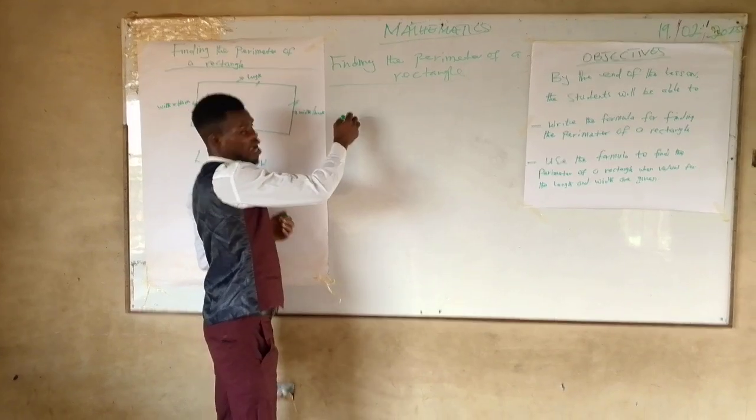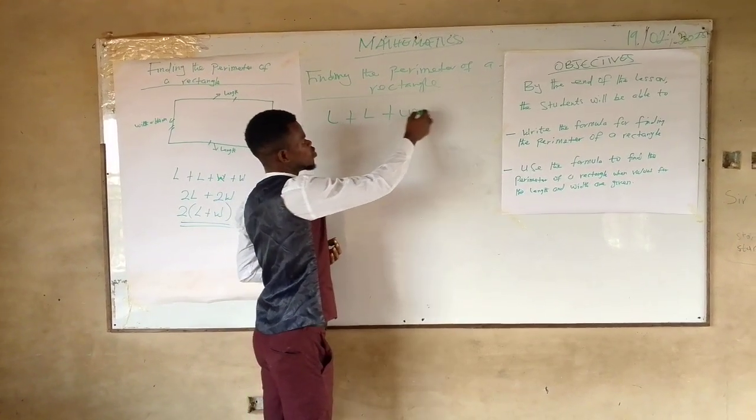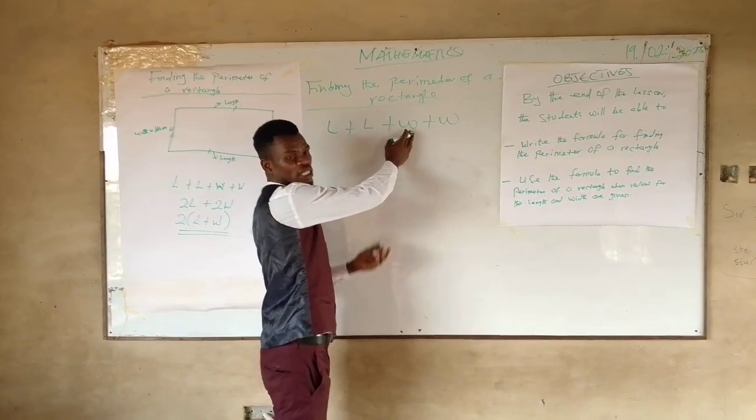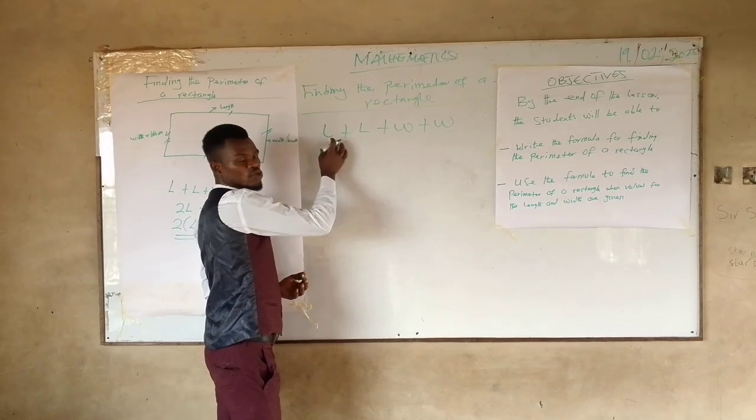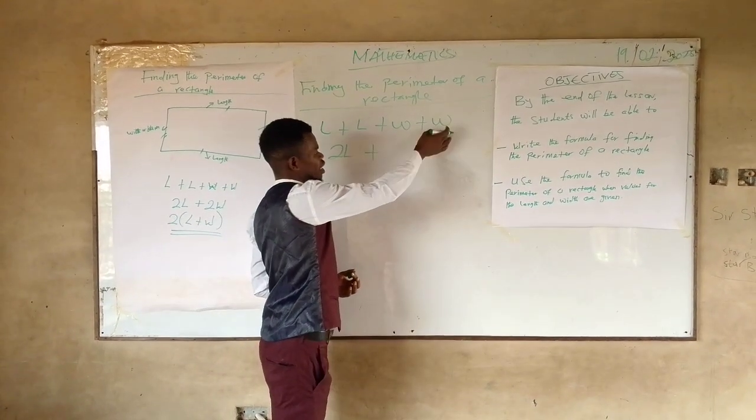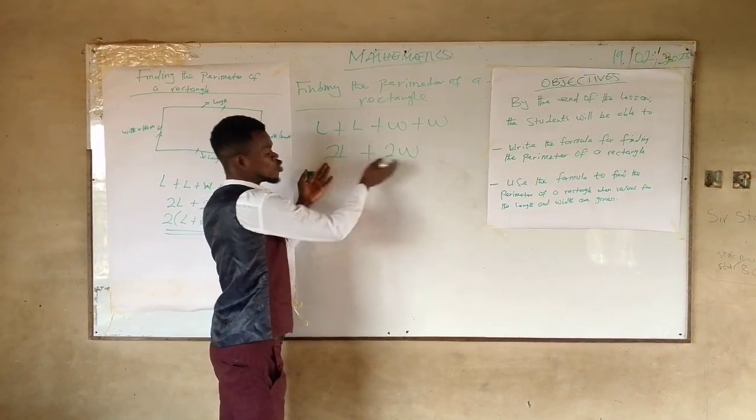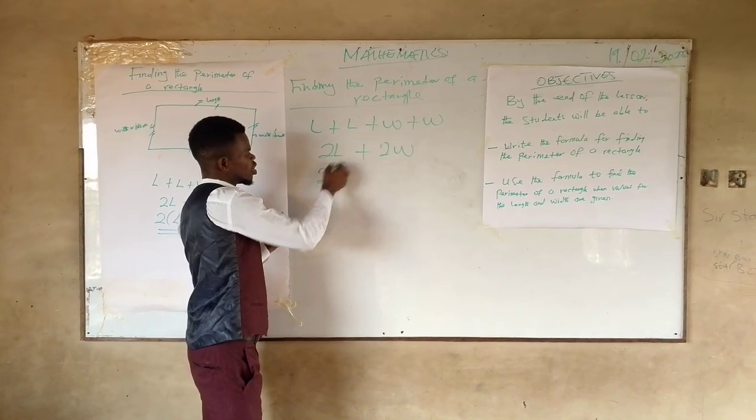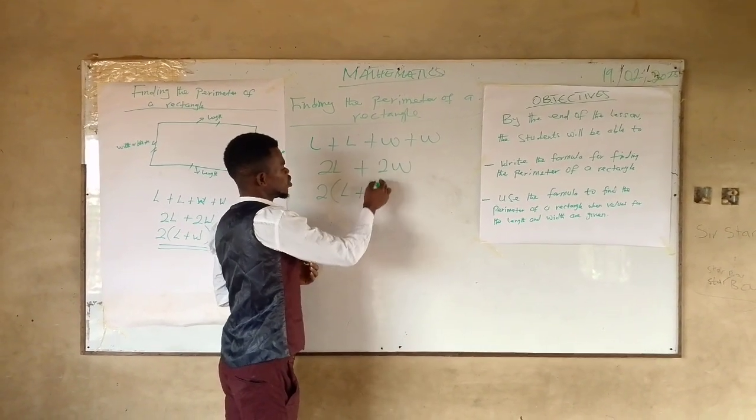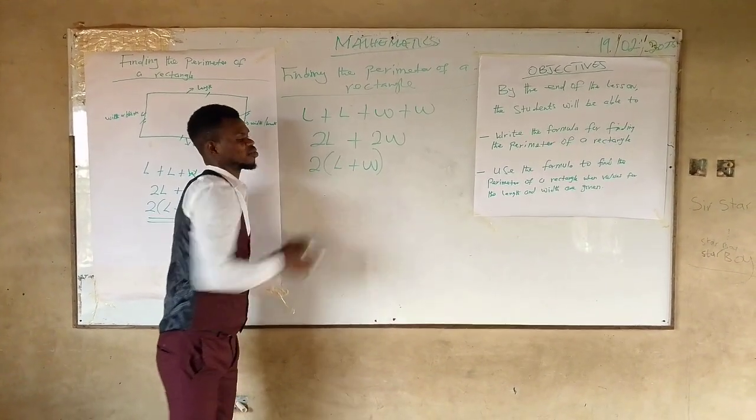So this is what I said. We have L plus W plus L plus W. What this L represents the length, this W represents the what? The width. So when we sum up these 2 L, we are going to get 2L. And this and then that, we are going to get 2W. So because you have 2 and then 2 here, we factor the 2 out. Then we are left with L, which is the length, plus W. So this is the formula for finding the perimeter of a rectangle.